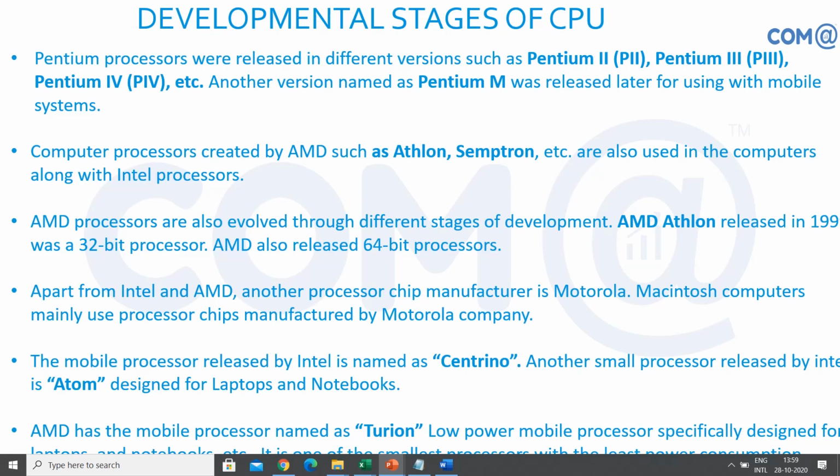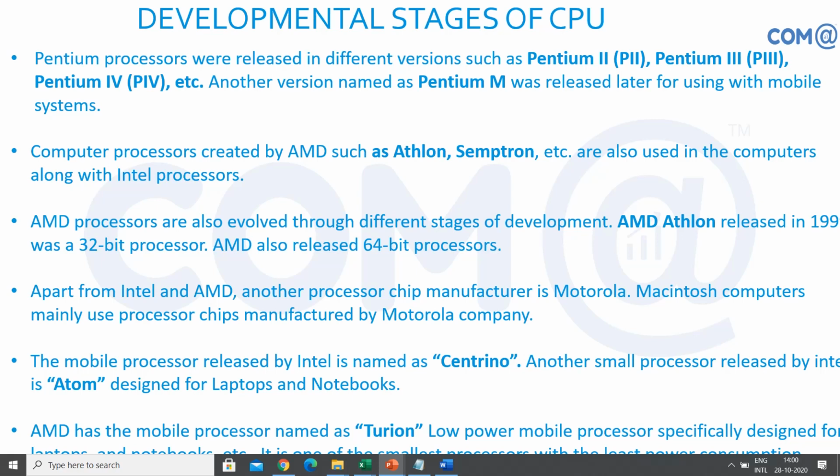Pentium processors were released in the market as Pentium 1, 2, 3, 4 and so on. Later they marked Pentium M for mobile, mobility-related systems. Computer processors are also made by AMD, which is the best competitor for Intel. They released processors like AMD Athlon and AMD Sempron. In the initial stages it had a processor heating issue, which has now been rectified with programming knowledge. AMD processors also evolved through different stages, but we have not shown that here. The AMD Athlon was released with 32-bit operation, and later they released a 64-bit processor.